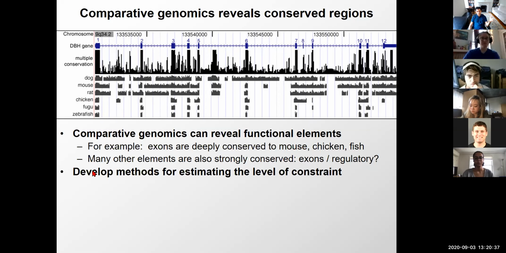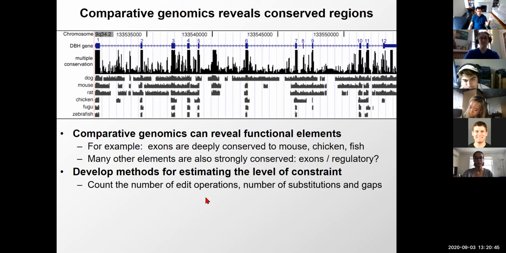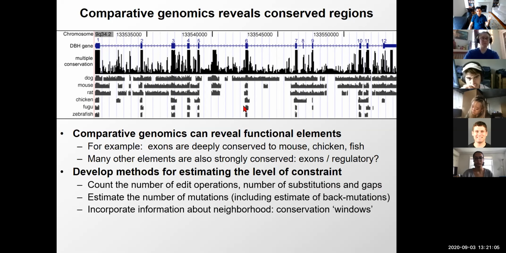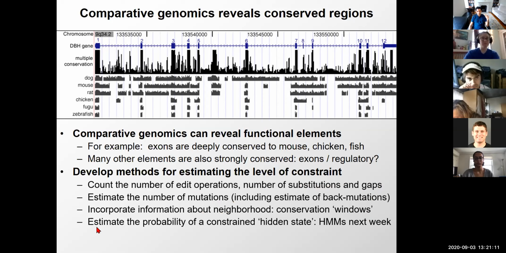So what we're going to look at when we get to the evolution part of the class, which is a little later, is developing methods for estimating the level of constraint. We're going to be counting the number of edit operations, the number of substitutions, and the number of gaps as a measure of constraint. We're going to be estimating the number of mutations, including back mutations, using probabilistic models. We're going to be incorporating information about the neighborhood and looking for conservation windows using HMMs. We're going to estimate probabilities of constrained hidden states. And in fact, that's what I'm showing you here.